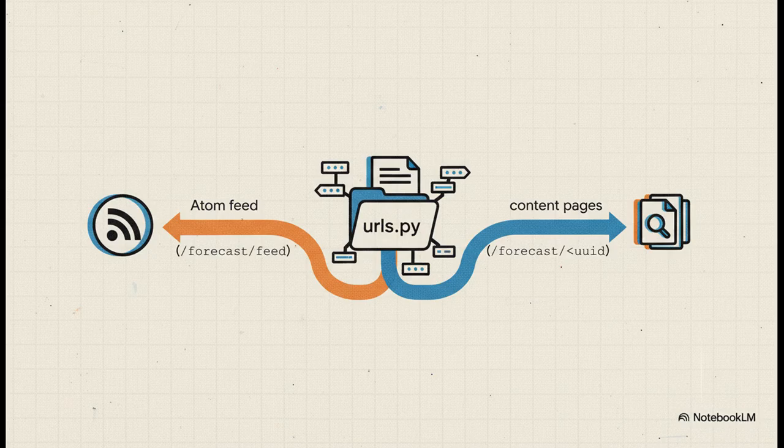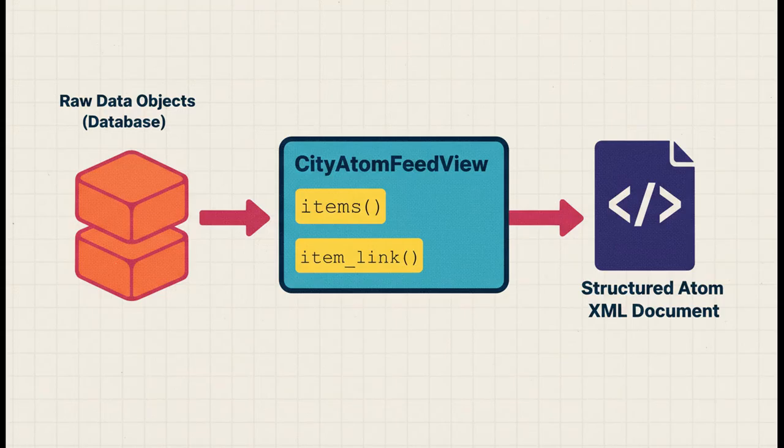In this Django URLs file, we're setting up two routes. The first one, /forecast_feed, that's our endpoint for the Atom feed itself. The second one, /forecast/UUID/city_UUID, that's the URL for the actual content that each entry in our feed is going to link back to. Simple enough? Next up, we create the view that actually does all the heavy lifting.